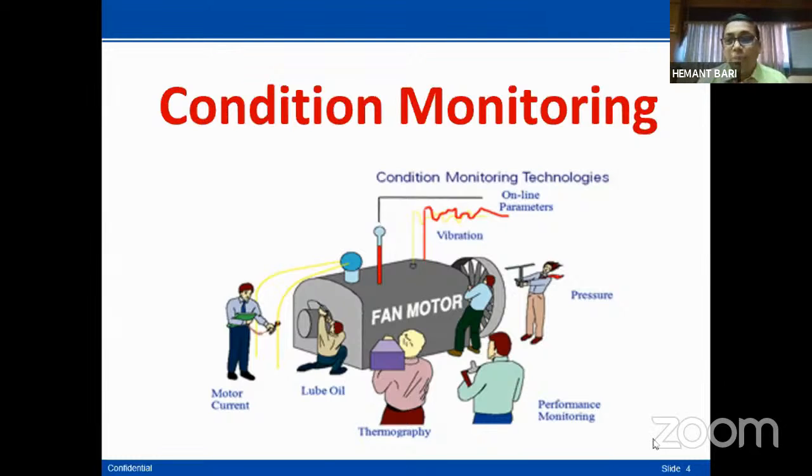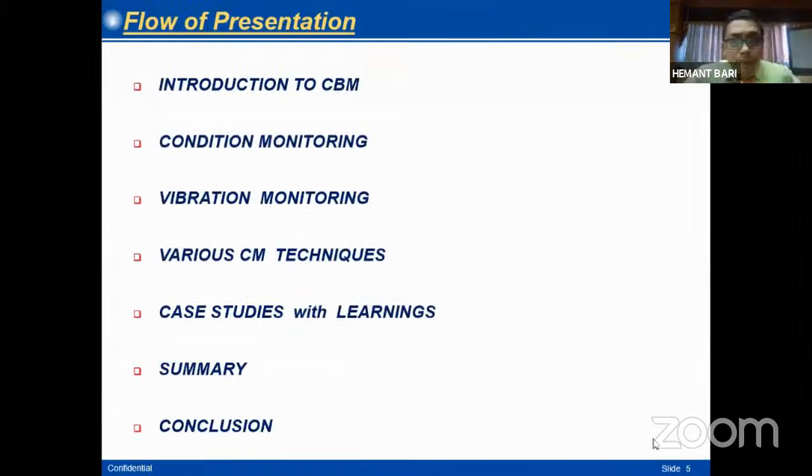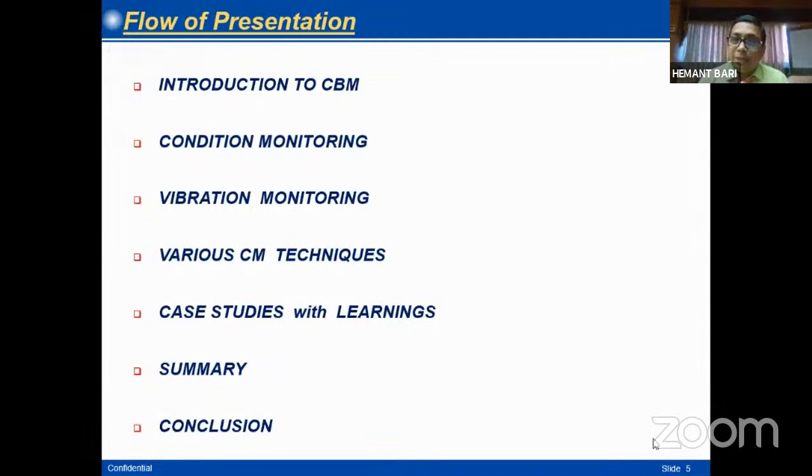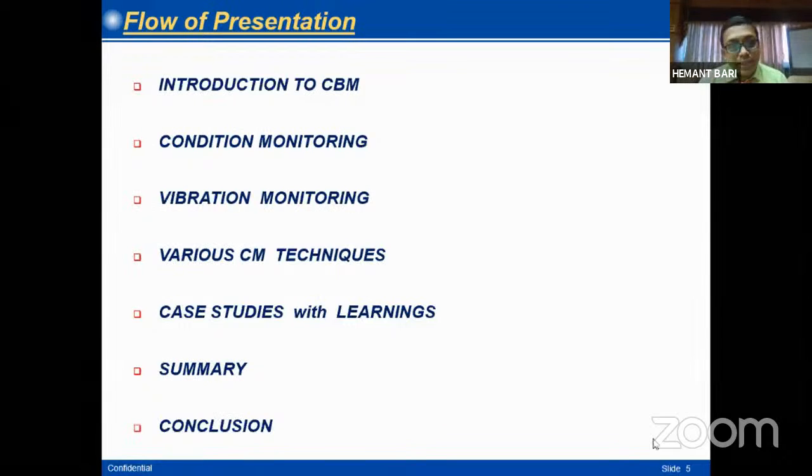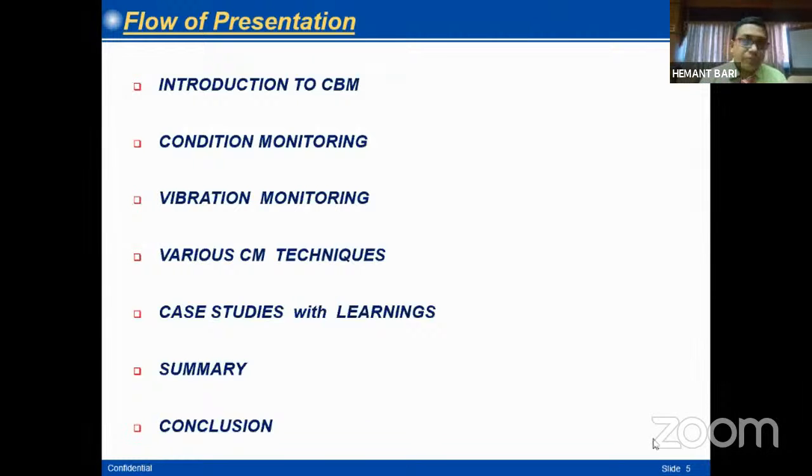So this is the condition monitoring job. It is completely the doctor's job. Now the flow of presentation will be: I will introduce condition monitoring and condition based maintenance using the various condition monitoring techniques. Then we will see various CM techniques with the case studies, summary, and conclusion.